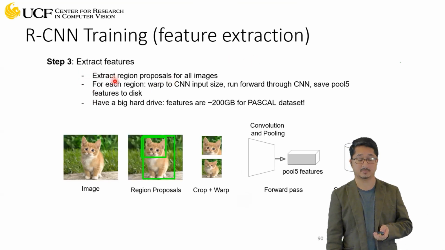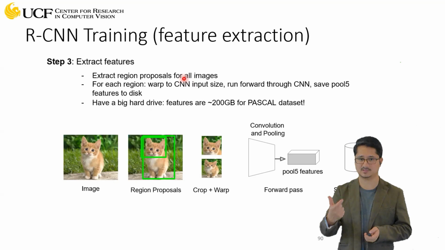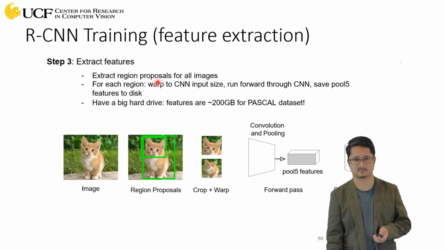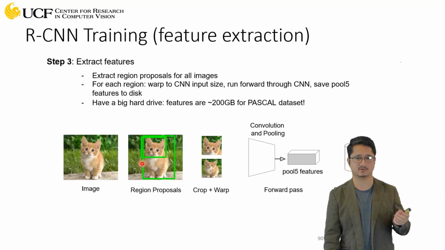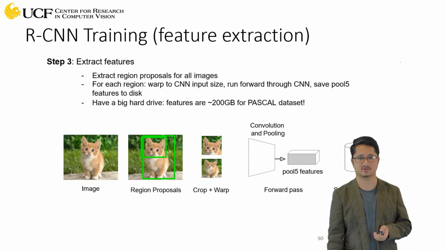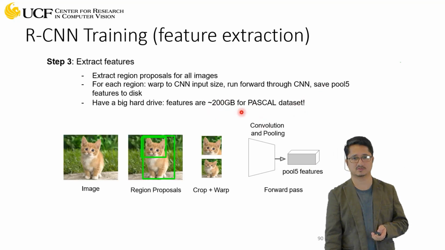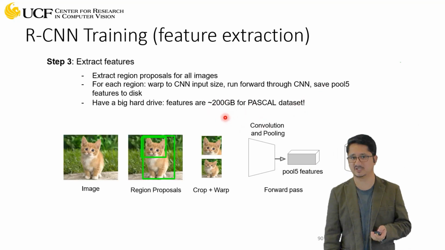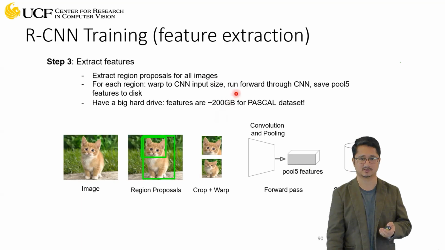And then I think this was a pretty huge thing back then. You had to extract features for all the region proposals, and you have to save them on disk. Okay, it was a different world back then. For all the proposals, you have roughly 2,000 proposals for each image. So you resize them, you pass them to the pre-trained network, you extract the features, and you save to disk. For Pascal VOC, it was roughly 200 gigabytes. These days, 200 gigabytes is not a lot, but back then it was a big deal.